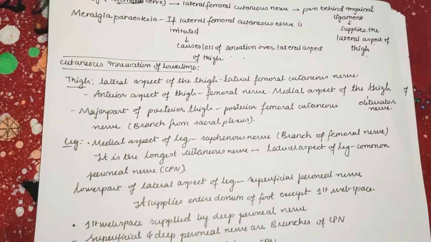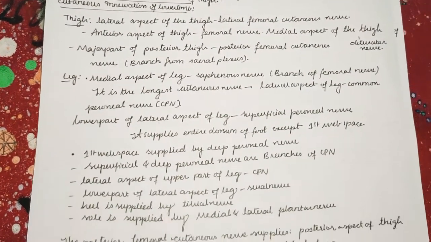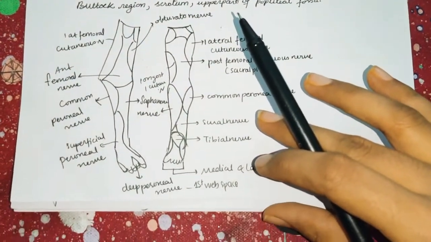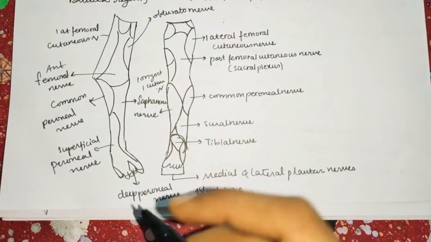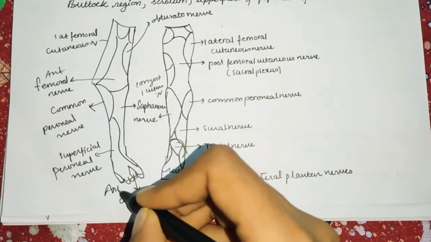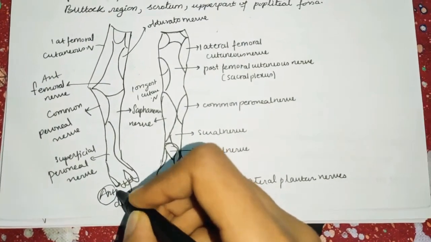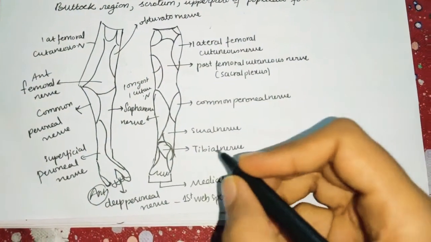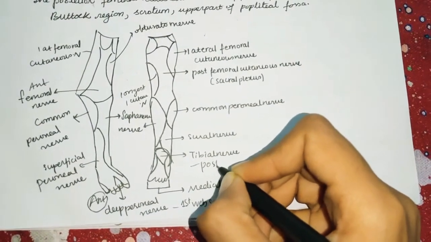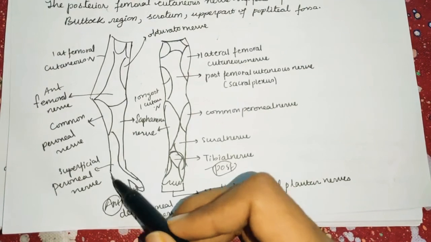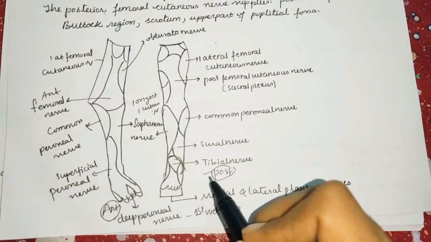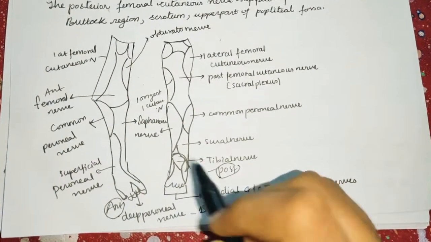Now let us see the cutaneous innervation of the lower limb. So for this also I have a diagram. So you can see here this diagram. According to this, let us understand. So first understand this diagram. This is the anterior view. Of course this diagram is not perfect. This is the anterior view of your leg, and this is your posterior view. How can you see it's anterior and posterior? You can see here this is the sole and this is the dorsum of the foot. So this is the anterior side and this is the posterior side of your whole leg.